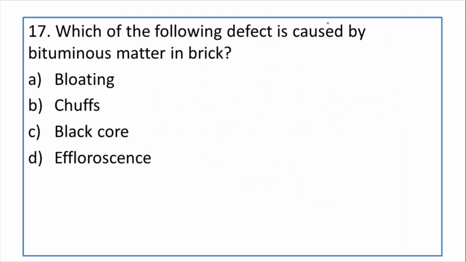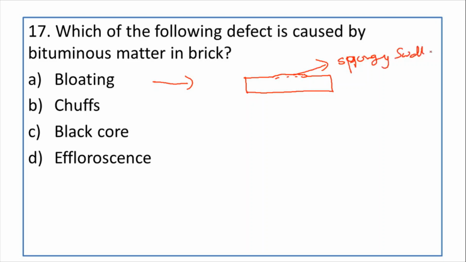And the last question is, which of the following defect is caused by bituminous matter in the brick? So here four options are there. First one, bloating. What is bloating is, if the brick consists of carbonaceous matter, then on the top of the brick you can see the spongy swollen mass. That means some type of swelling you can observe on the top of the brick, that is called bloating. And what is chafes is, if the rainwater falls on the brick, the defect caused is called chafe.